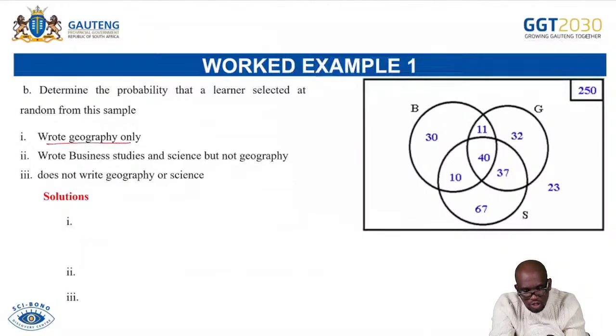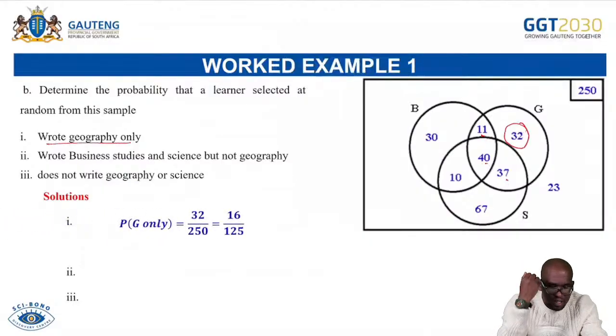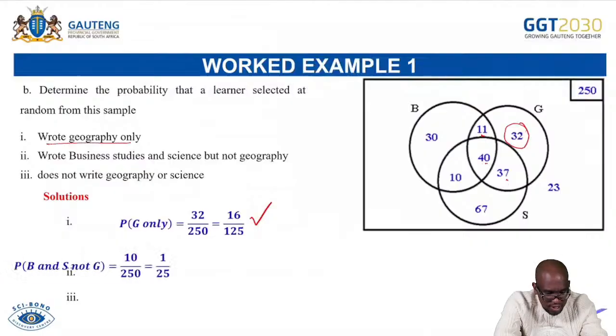Geography only. Geography only should be this. 32 represents geography only, because once you start tapping into this, this is geography and business. This is all three: geography, business, and science. This is geography and science. So you only want geography. So you can see it is 32 upon 250. As a simplified fraction, it is 16 divided by 125. So usually you get that this would just carry that solitary mark there.